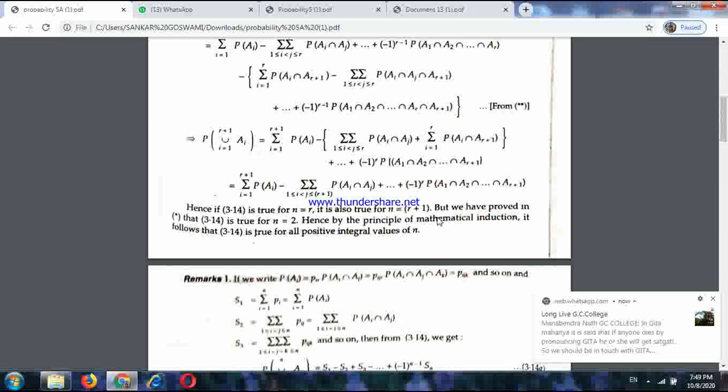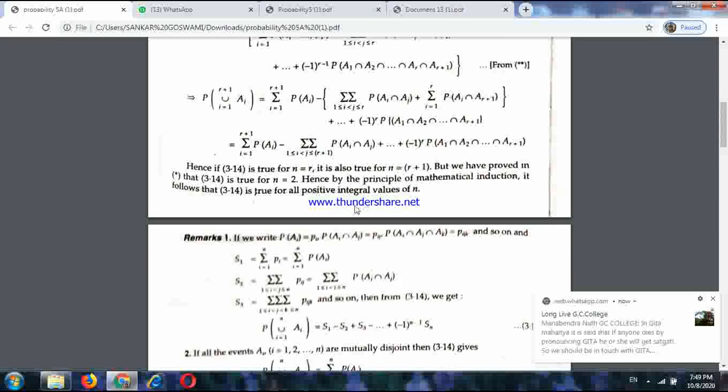So by applying the principle of mathematical induction, we can say that the theorem holds for all integral values of n. It's very important.